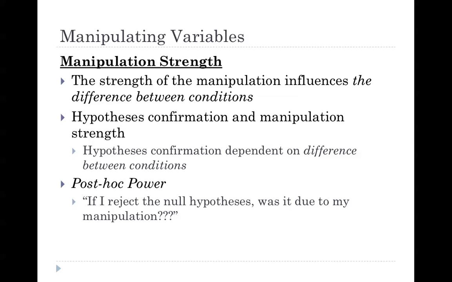Now, regardless of whether you are or are not using a staged manipulation and you're using a straightforward one, you really need to focus on the manipulation strength, such that the strength of the manipulation influences how big a difference there is between the conditions. Often the difference between the conditions is in the averages: what's the average response between condition A and condition B, between treatment A and treatment B. When there's a larger difference between the conditions, you're more likely to confirm your hypotheses.